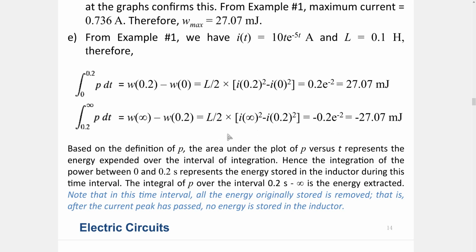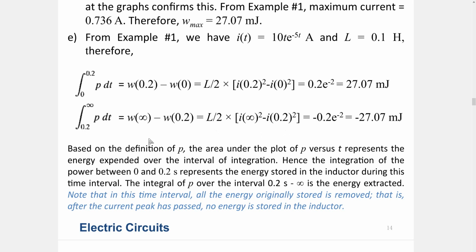As I mentioned before, based on the definition of power, the area under the plot of power versus t represents the energy expended over the interval of integration. So the integration of the power between 0 and 0.2 represents the energy stored in the inductor during this interval. And the integral of p over the interval 0.2 to infinity is the energy extracted, or energy returned, to the external circuit.